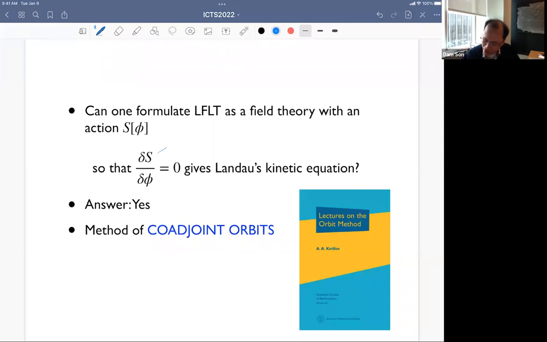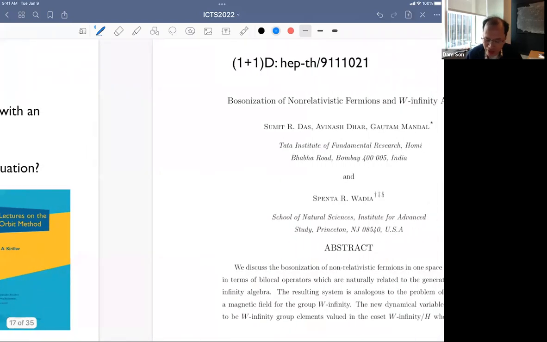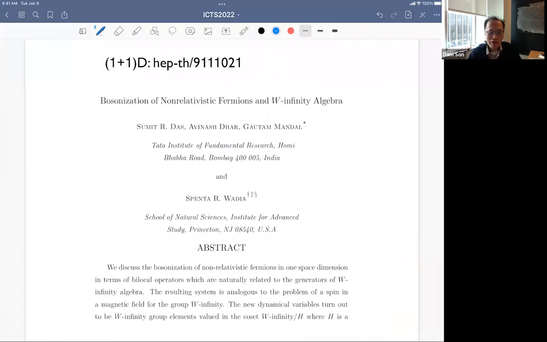The method of coadjoint orbit has been applied previously in 1+1 dimensions to reformulate the theory of non-relativistic fermions in 1+1 dimensions as the dynamics of bosonic degrees of freedom. So we will see here that our picture can be thought of as just a multi-dimensional generalization of what Spenta and collaborators did a long time ago.